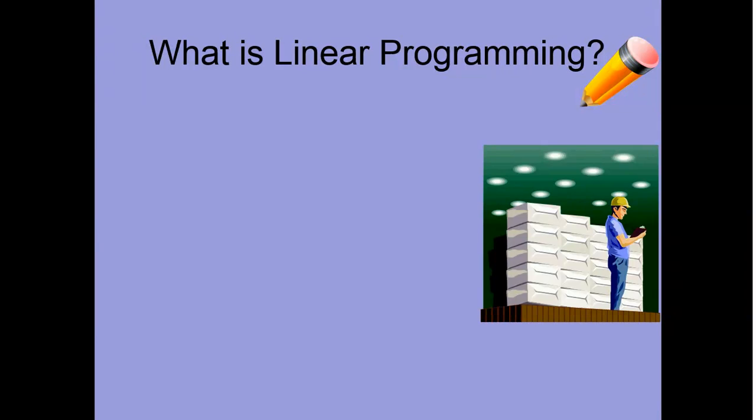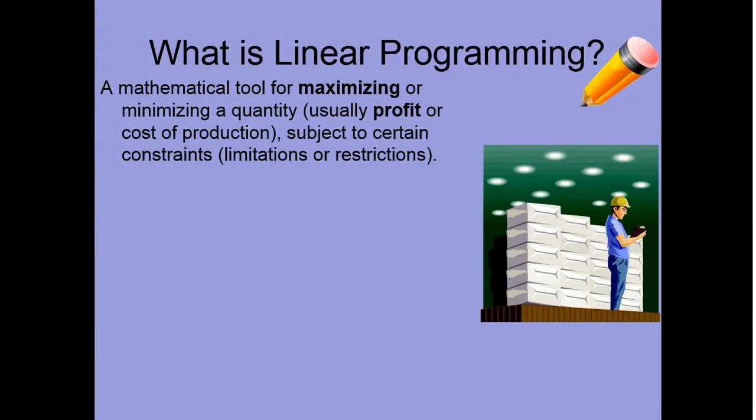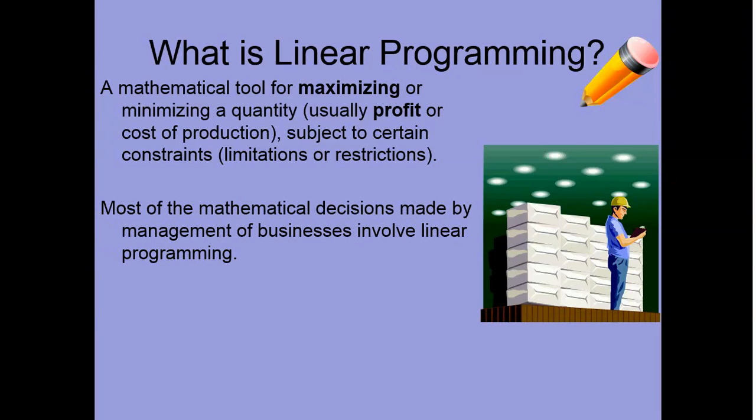What is linear programming? Well, linear programming is basically a mathematical tool for maximizing or minimizing a quantity, usually profit or cost of production, subject to certain constraints, which is basically we have a limited amount of materials to use or limited amount of employee time or something along those natures. Most mathematical decisions made by management of businesses involve some form of linear programming. They want to make the most money possible with the least materials used.